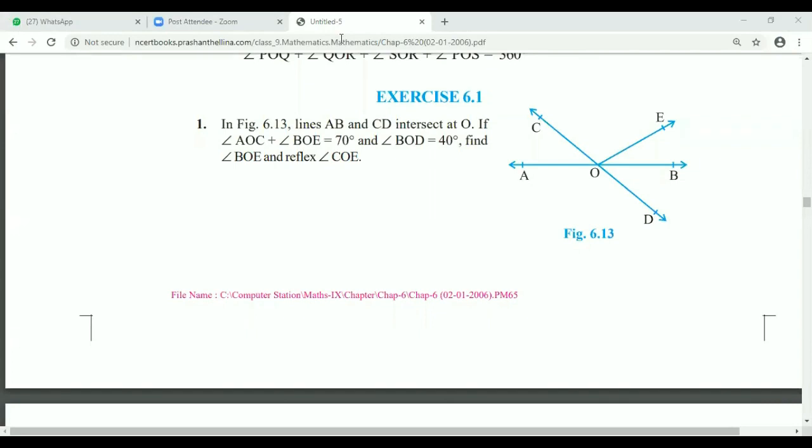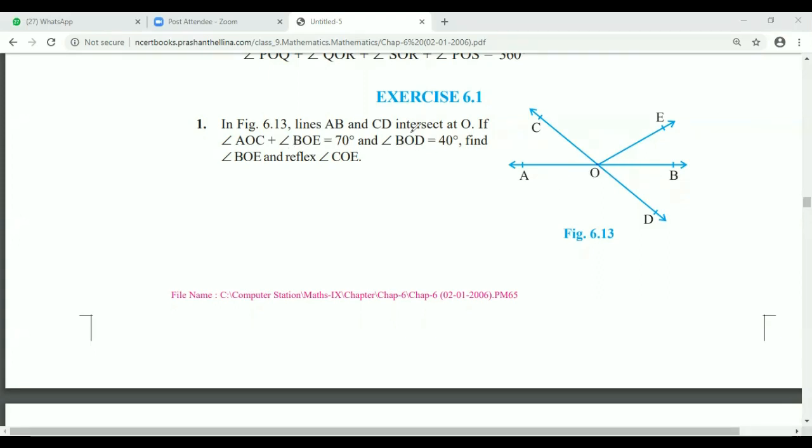Here, this is given as two lines intersected at the point O. The lines which intersect at the point O are the line AB and line CD. So this O is a common point of both the lines AB and CD. So we can say vertically opposite angles are formed.